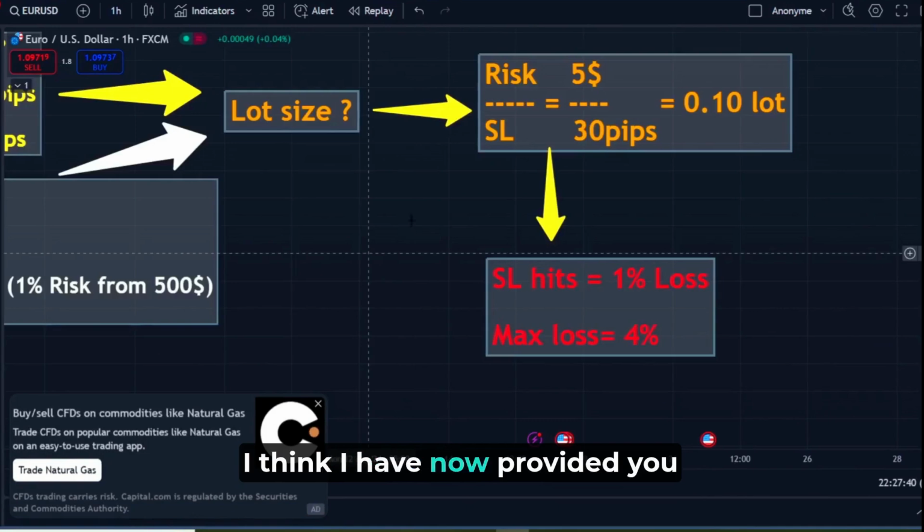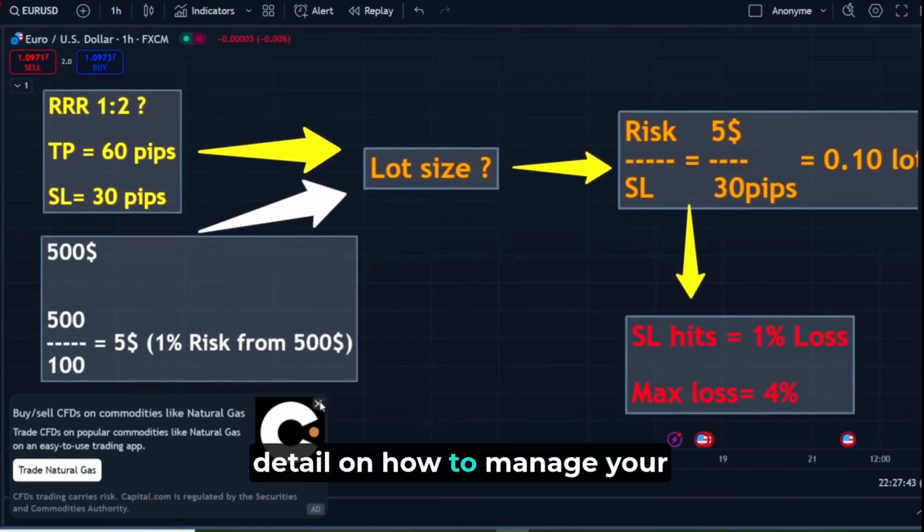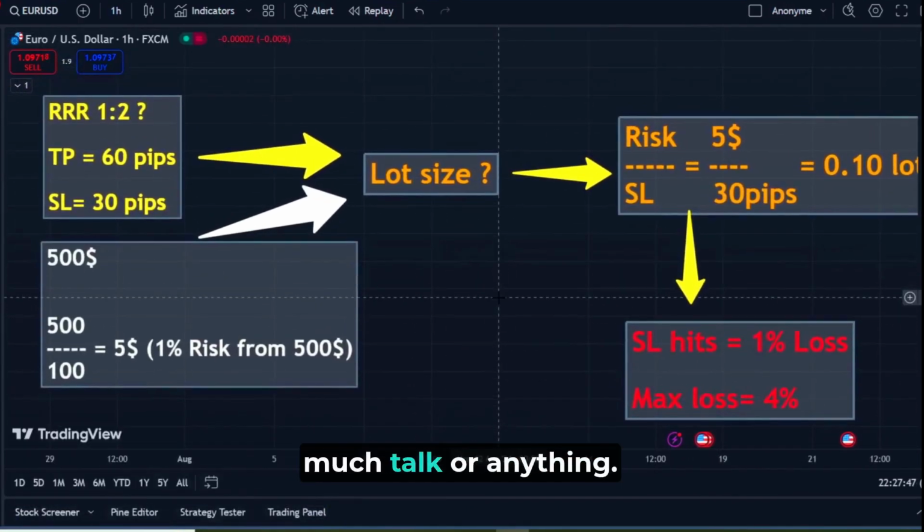I think I have now provided you with a clear explanation and detail on how to manage your capital and risk without too much talk or anything.